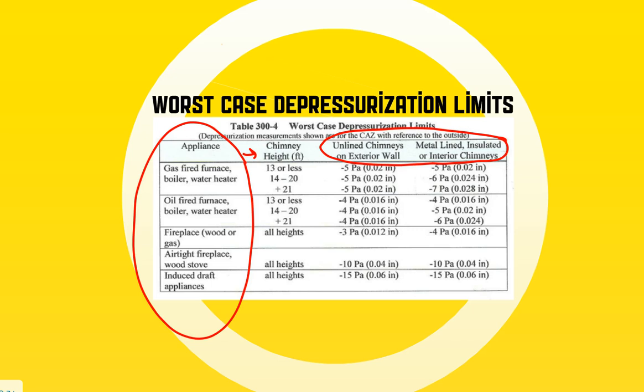By doing that, you can find out what your worst case depressurization limit is for that house, and since you already know your configuration, you can figure out if you have exceeded that limit. If you have exceeded that limit, you need to make a call and fix it. Call for something to fix it. So go back to your worst case depressurization steps and figure out from there where it went wrong.